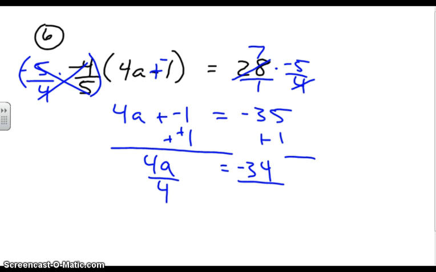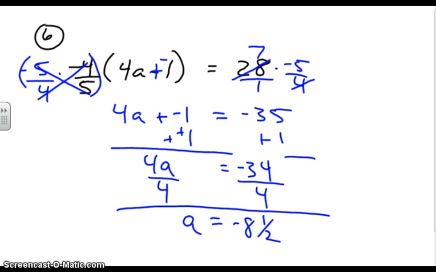When we divide by 4, 4 does not go into negative 34 evenly, does it? So it goes in, 4 goes into 34 8 times, right? Negative 8, that would be 32. And what would the remainder be? 2. So 2/4, which is 1/2. Negative 8 and 1/2.